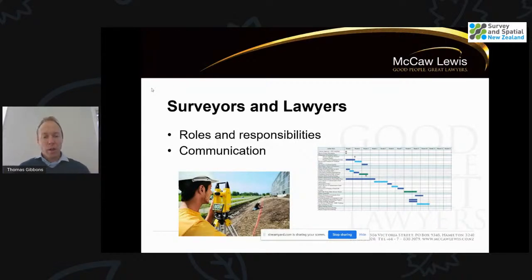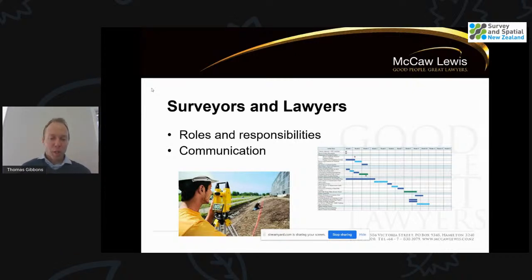Which leads on to another topic about the roles and responsibilities of surveyors and lawyers and the importance of communication. And look, these are slightly flippant diagrams in some ways. Well aware that not all surveyors are out with theodolites anymore, despite what the media would sometimes have one believe. I've also put up the picture on the right because this is your fairly standard project management type chart, and it is absolutely inconceivable or ununderstandable to the average lawyer who just doesn't think in that way.